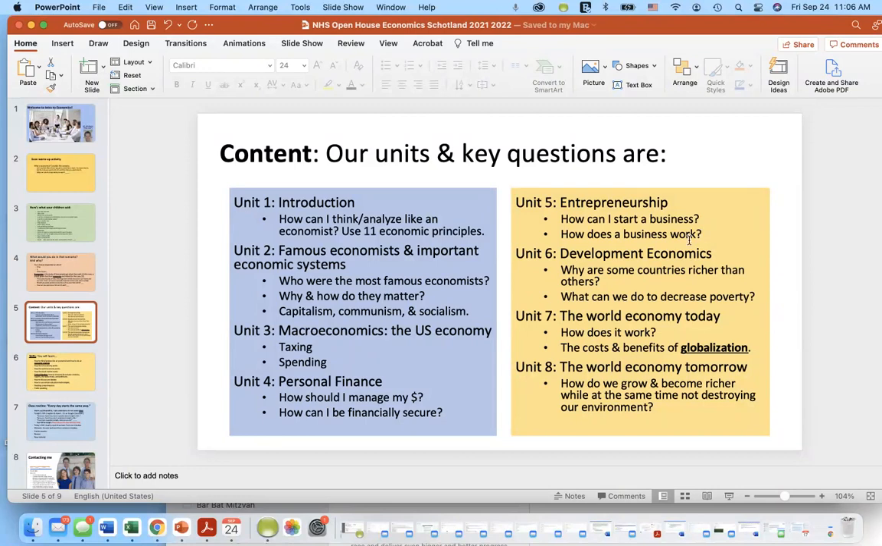The next unit, time permitting, is development economics. Why are some countries richer than others? And what can we do to decrease world poverty? We talk about the world economy today. How does it work? And we talk about the costs and benefits of globalization. We end the course talking about the world economy tomorrow. How can we grow and become richer while at the same time not destroying our environment?